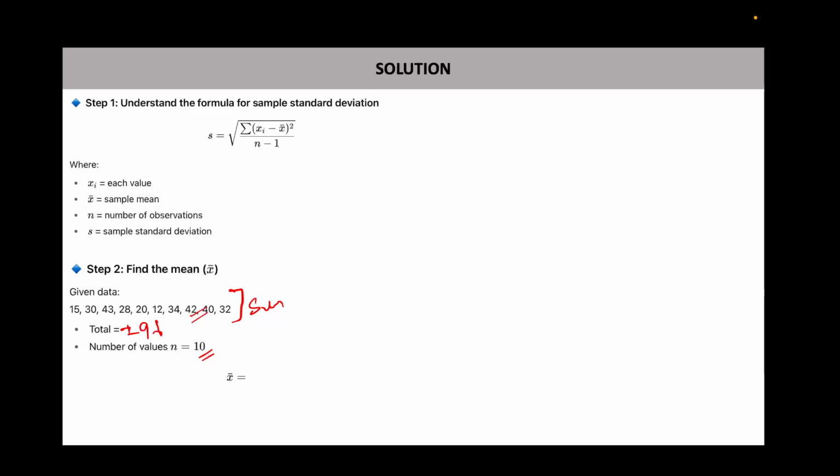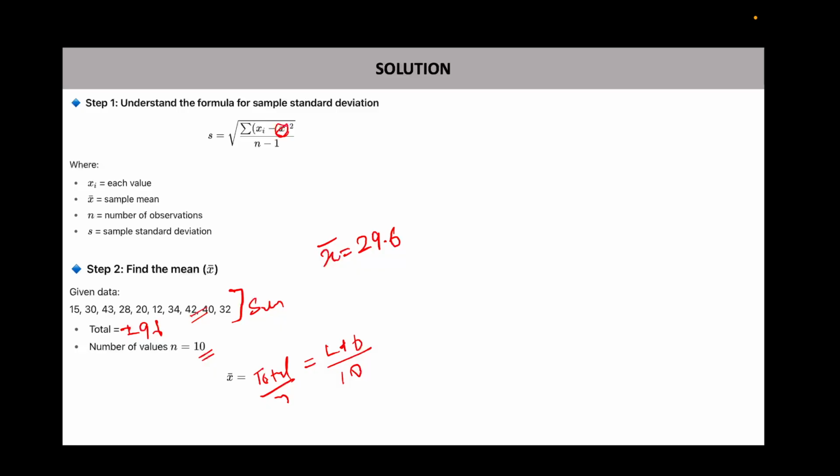Now to calculate x bar, because in the formula you need to calculate the mean first, there is a simple formula for calculating the mean. It is equal to the sum total upon n, which is 296 divided by 10. So this value will be 29.6, which is your x bar value.